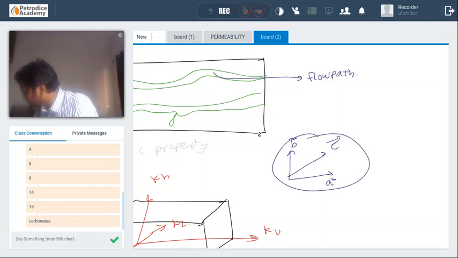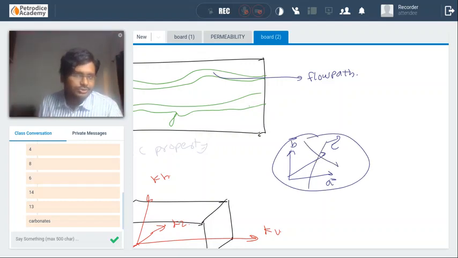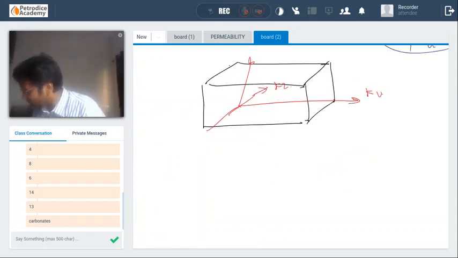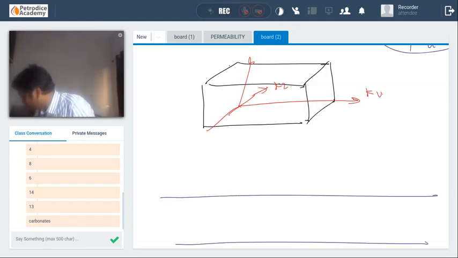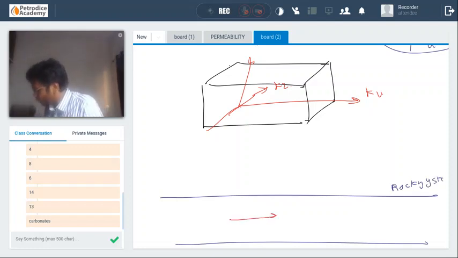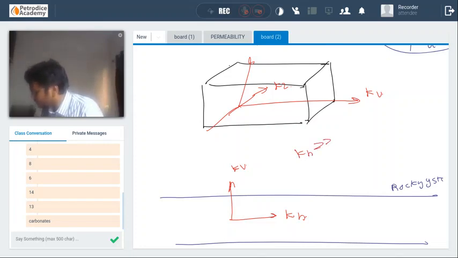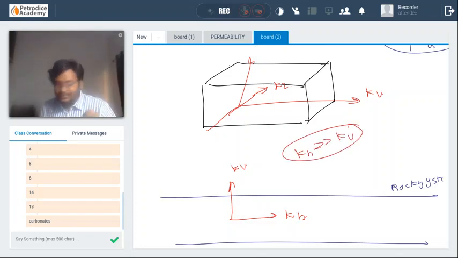And it does not follow the addition of vectors also. This permeability is a tensor, and it is a directional property. That means each particular direction has a unique permeability. And because it is a directional property, in general, for the majority of rocks, consider this is a rock system. This is the horizontal permeability and this is the vertical permeability. In general, for the majority of rock systems, the horizontal permeability is greater than the vertical permeability. Let me explain why, guys.